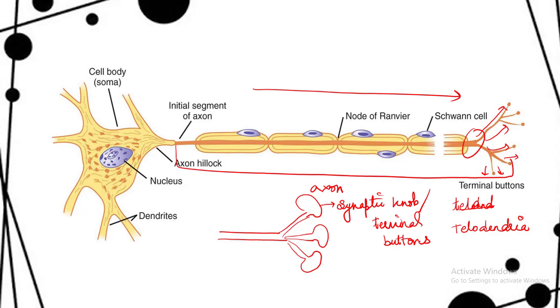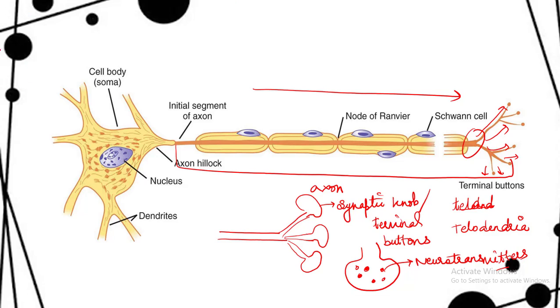So these synaptic knobs or terminal buttons have what? They have the vesicles, which contain the neurotransmitters. We will cover this when we talk about neuromuscular transmission, the synapse, what are neurotransmitters, what are their functions, and what are the types of neurotransmitters. We will cover it in the upcoming videos.